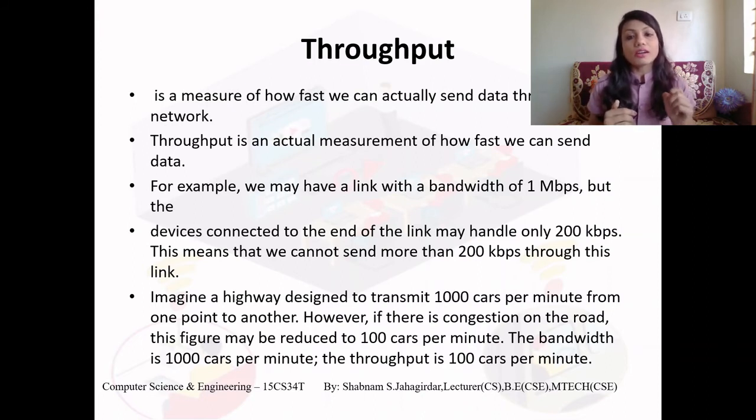1000 cars per minute cannot travel because of huge traffic. At that time, only 100 cars per minute can travel. So the ideal, best-case capacity, 1000 cars per minute, is known as bandwidth, whereas what is actually happening is known as throughput. In this example, it is only 100 cars per minute.